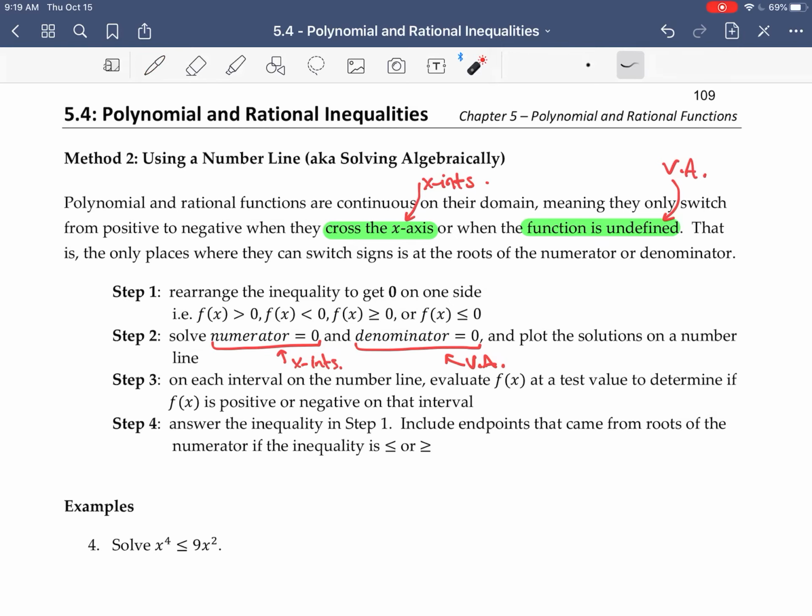Now like we do when we're graphing, on each interval in the number line, test a value. What you want to see is if it's positive or negative. We don't actually care about the value, only if it's positive or negative. We don't really care about what the value is. And then we can answer the inequality.